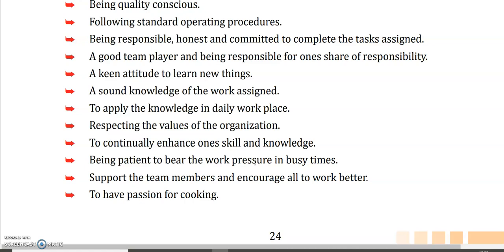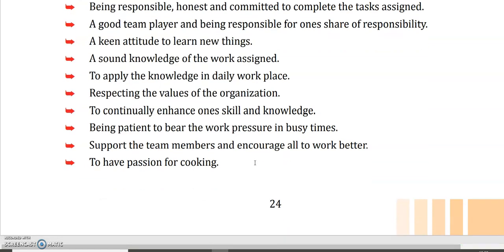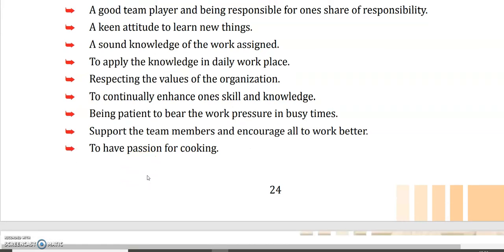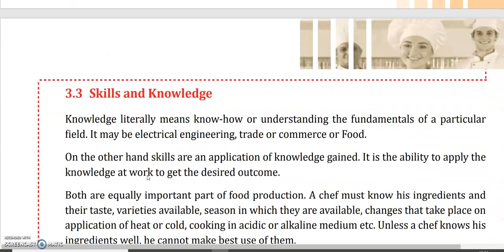Just handle it, okay? Don't get angry. And then support your team members and encourage everybody. And have passion for cooking. That is to say, really have interest in your work. So these are some of the behaviors and attitudes we should have in the kitchen.